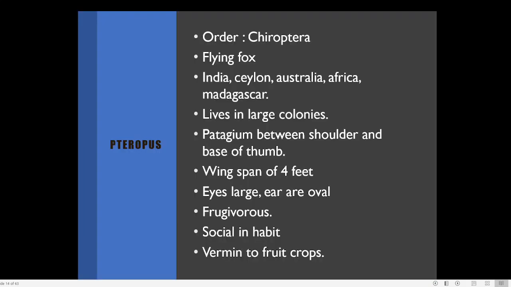Then in case of this, they have an important kind of communication known as echolocation or ultrasonic location. Ultrasonic location is one important feature of this animal. Here I will show you one, if there is any picture available, we will see.